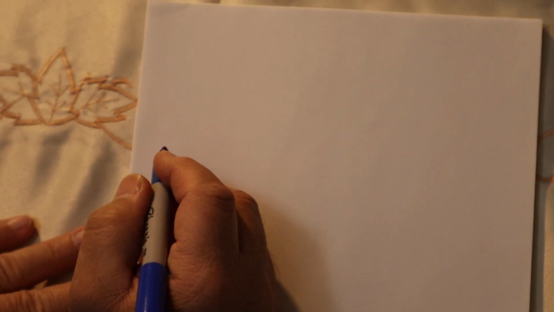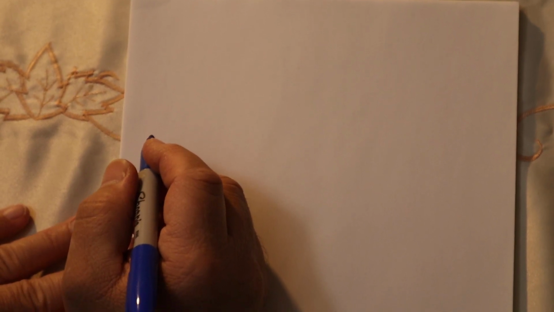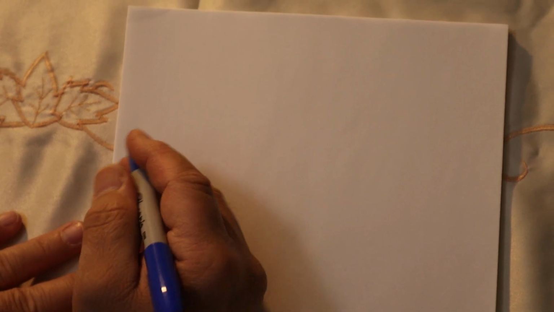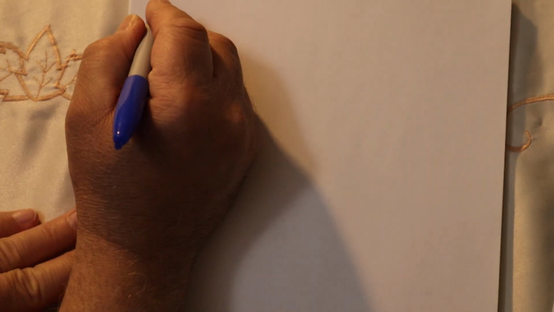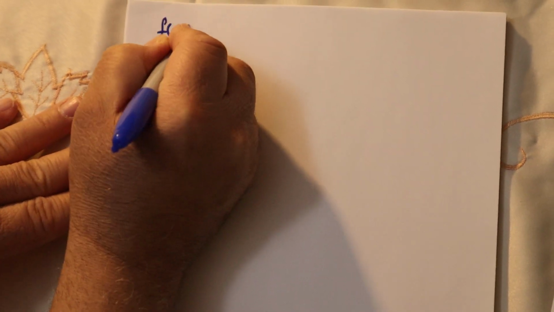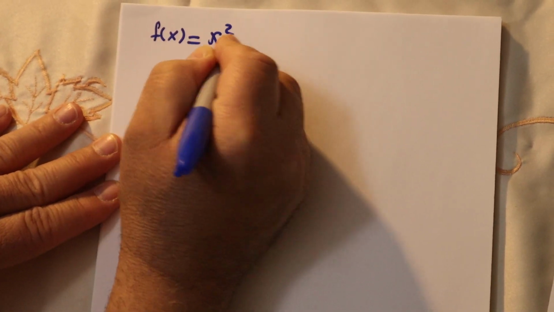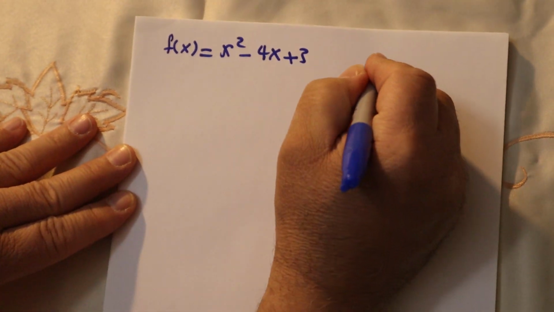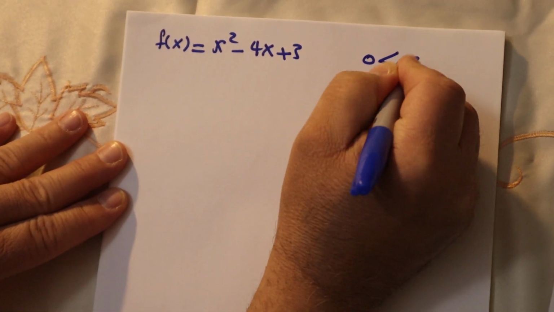Hi, today we will view a question about finding the area under the curve. That's an application of integrals. We are given the function f of x equals x squared minus 4x plus 3 over the interval from 0 to 3.